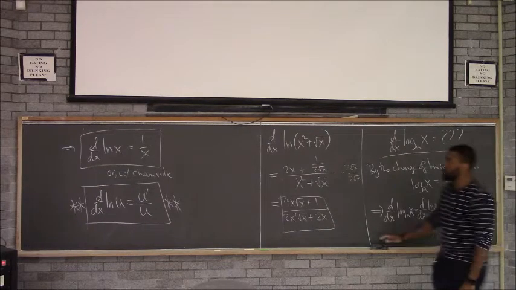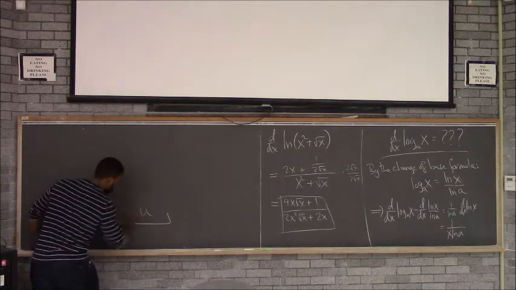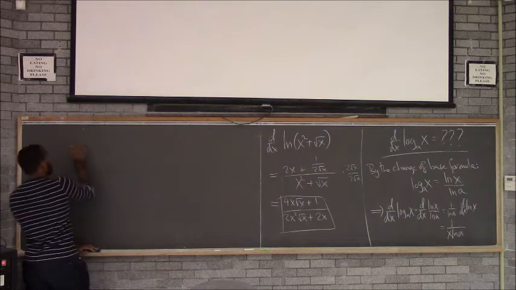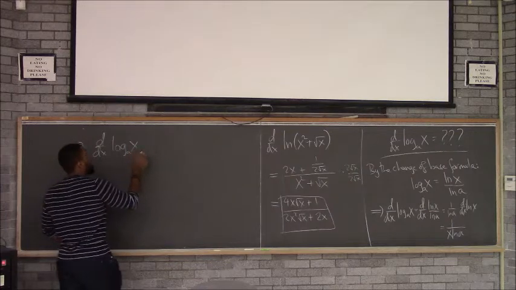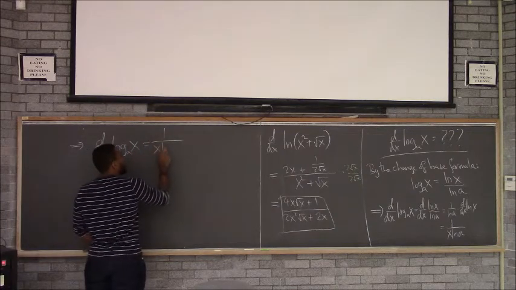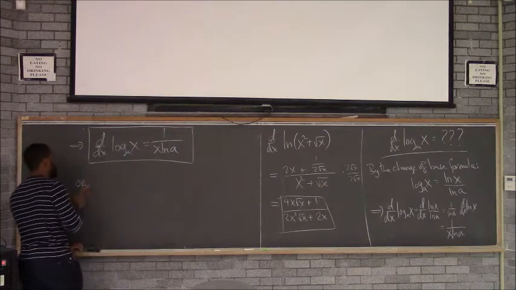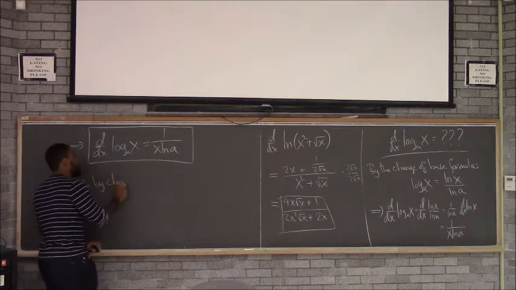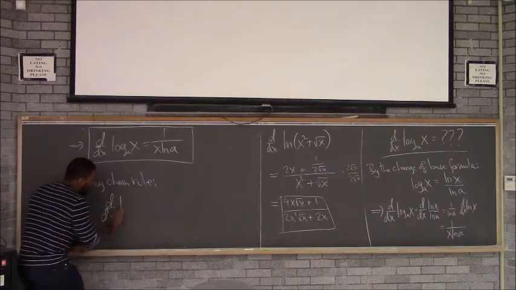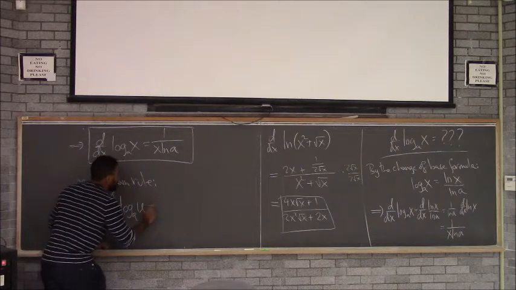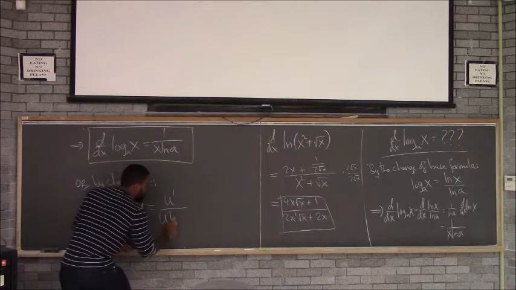This leaves us with another rule. It tells us how to differentiate a general logarithm. To differentiate log to the base a of x, this is going to be 1 over x ln a. Or, of course, by chain rule, the derivative of log to the base a of anything is u prime over u times ln a.